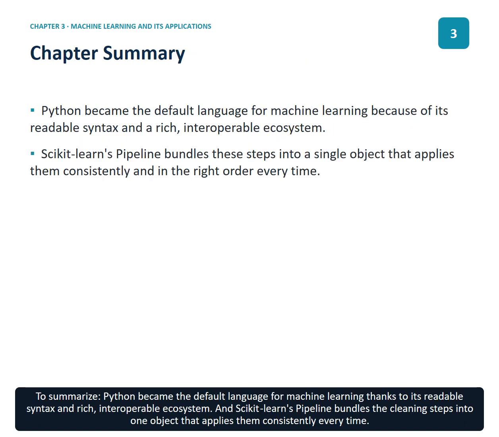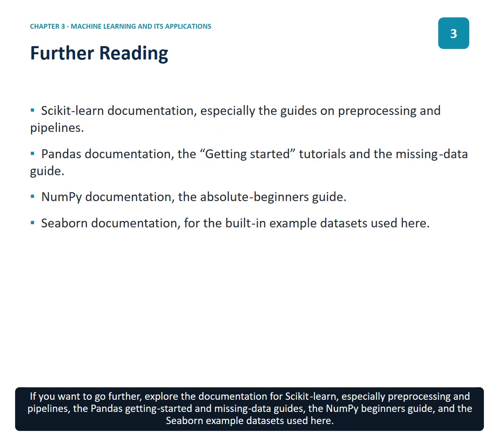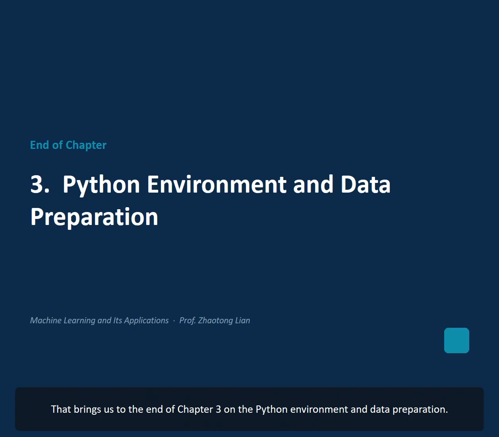To summarize, Python became the default language for machine learning thanks to its readable syntax and rich interoperable ecosystem. And scikit-learn's pipeline bundles the cleaning steps into one object that applies them consistently every time. If you want to go further, explore the documentation for scikit-learn, especially preprocessing and pipelines, the pandas getting started and missing data guides, the NumPy beginner's guide, and the Seaborn example datasets used here. That brings us to the end of Chapter 3 on the Python environment and data preparation.